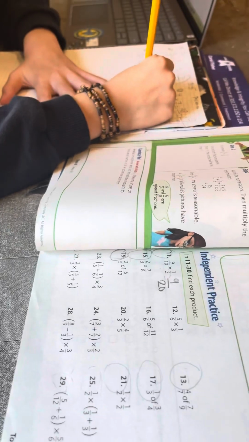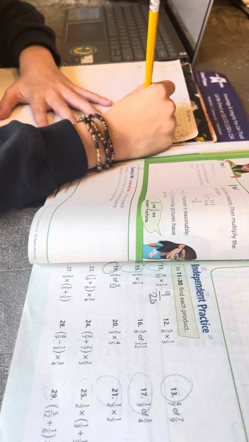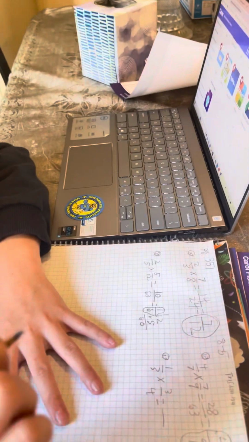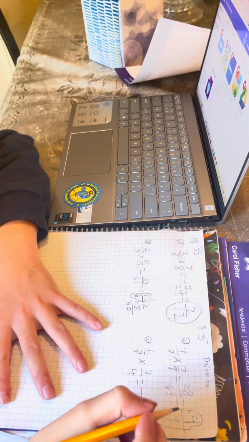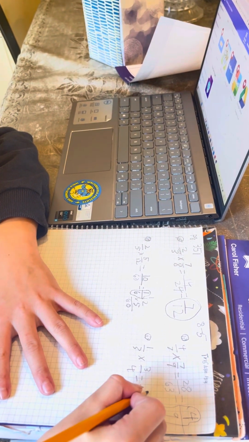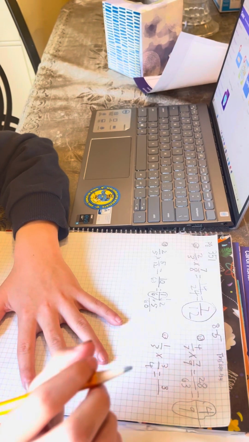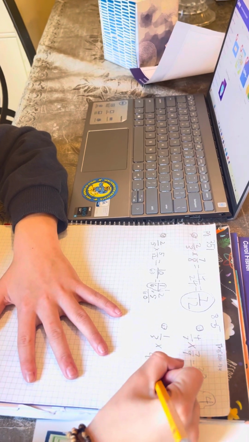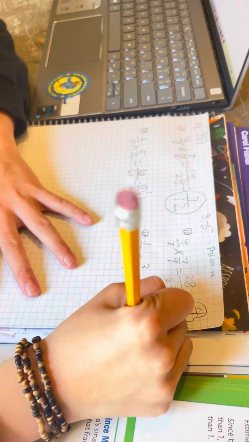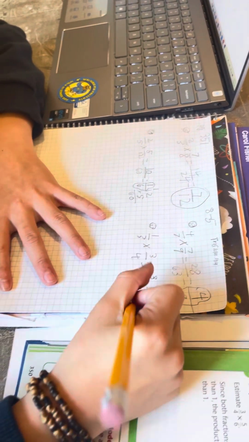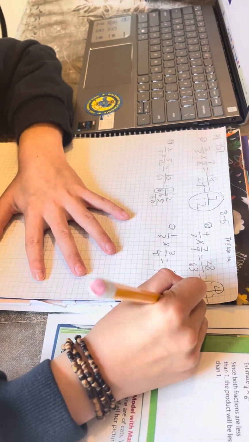Number 17. 1 over 3 times 3 over 4. Easy. It's very easy. Well, first, what's 3 times 1? 3. What's 4 times 3? 12. So 3 times 1 equals 3, and 4 times 3 equals 12, so it's 1 over 4.